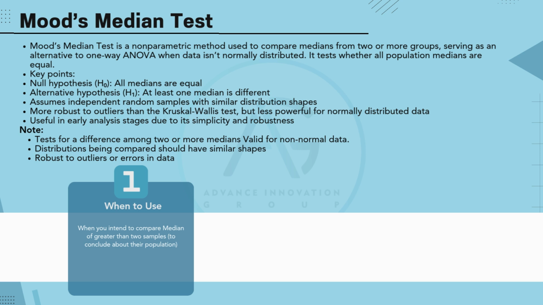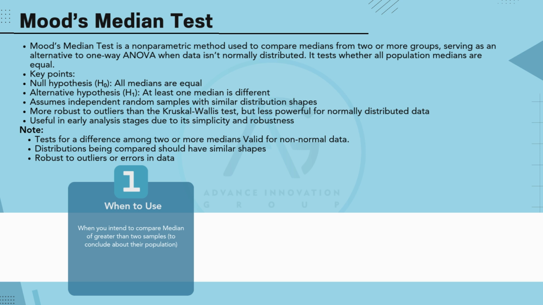Mood's median test is a non-parametric hypothesis test used when we want to compare the medians of two or more groups. This test is especially useful when the assumption of normality is violated, making traditional parametric tests like ANOVA inappropriate. Unlike tests that compare means, this test is focused solely on medians, making it more robust when data has outliers or is skewed. Discuss the key points mentioned on the slide.